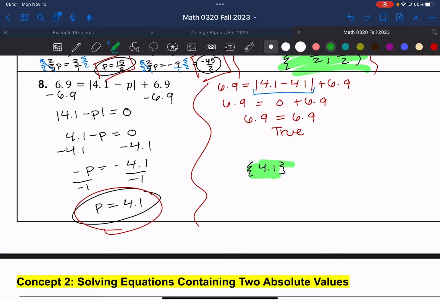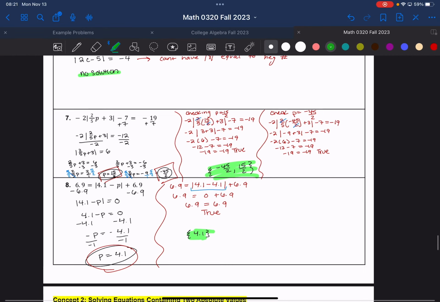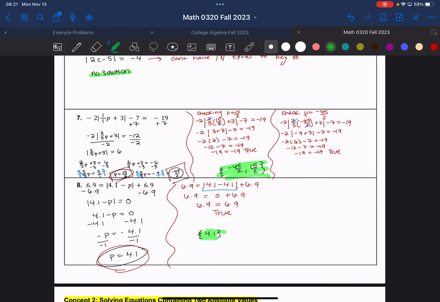So the most important thing to remember here is that if you have an equation with the absolute value, before you solve, you need to isolate it, and you have to make sure your A value is positive, because if your A value is negative, it's no solution. Any questions about concept 1?